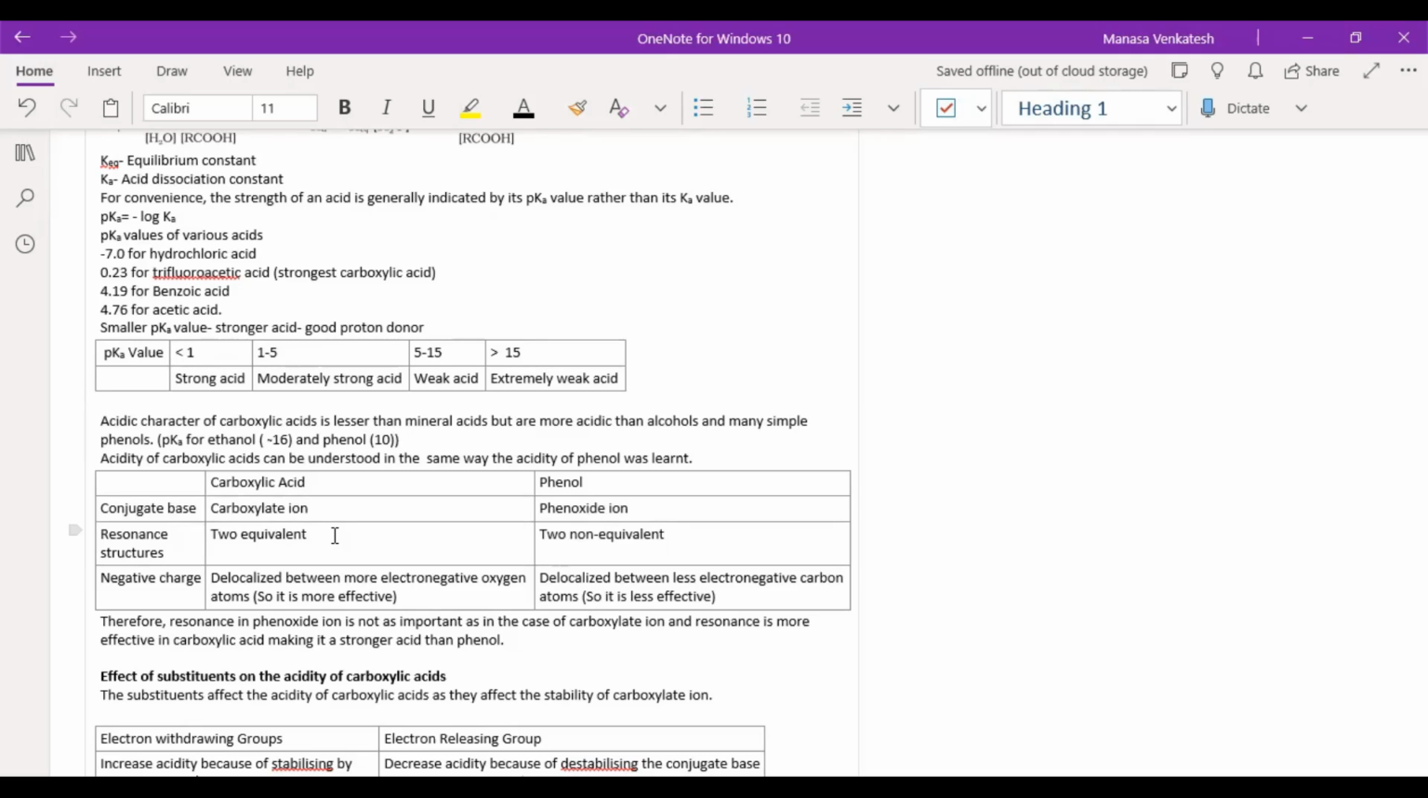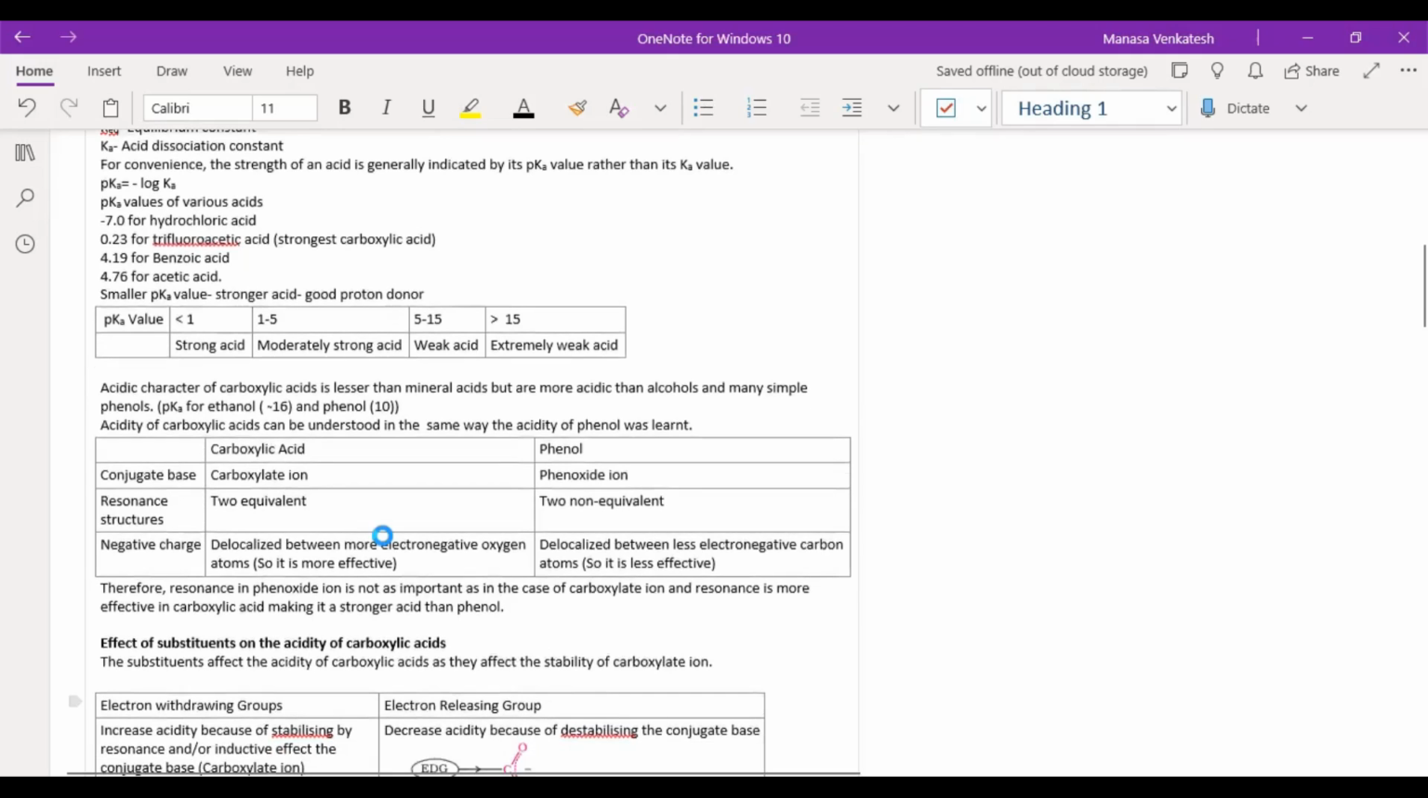So first of all, we're talking about their conjugate base. For carboxylic acid, it's the carboxylate ion. For phenol, it is the phenoxide ion. For carboxylate, you have 2 equivalent resonance structures, and the negative charge is delocalized between the electronegative oxygen atoms. Whereas in phenoxide, the negative charge is delocalized between the carbon atoms, which are not as electronegative as the oxygen atoms. So the effect of resonance in phenoxide is not to as great an extent as in carboxylate, making carboxylic acid a stronger acid than phenol.